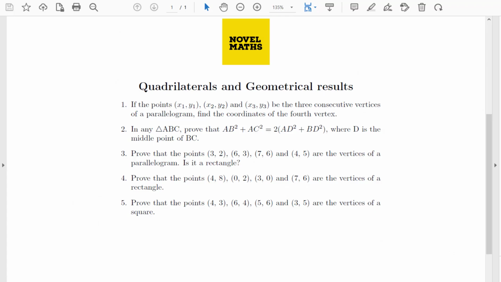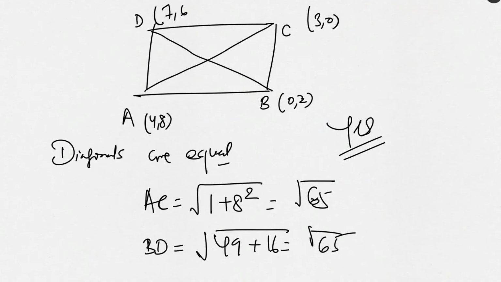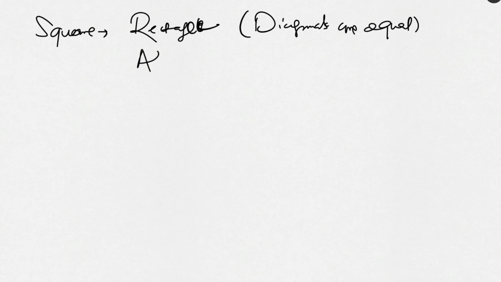The last question is to prove that the points (4, 3), (6, 4), (5, 6), (3, 5) are vertices of a square. Let's apply the same concept that we discussed. To prove that any shape is a square, what can we prove? First we can prove that it is a rectangle, right? Rectangle means the diagonals are equal, and then we can prove that the lengths of all four sides are equal.